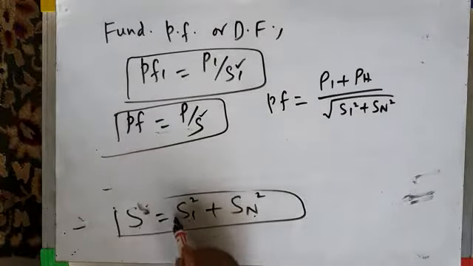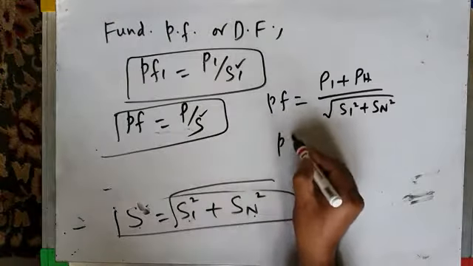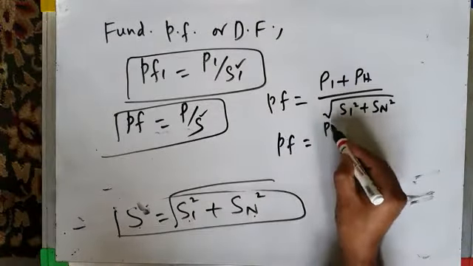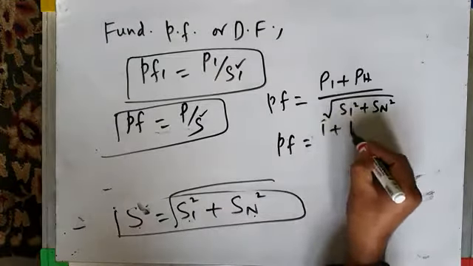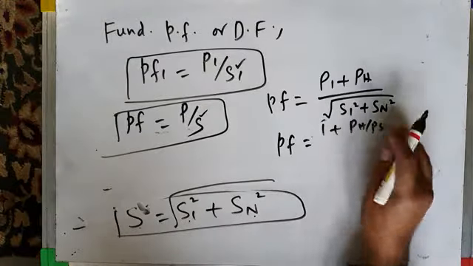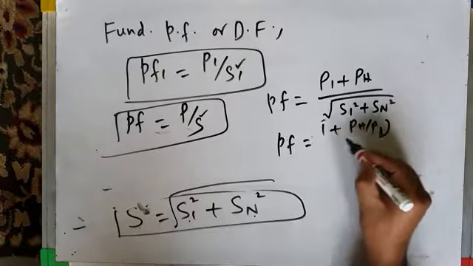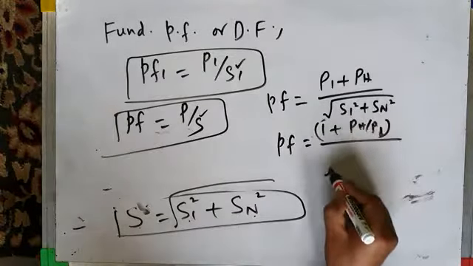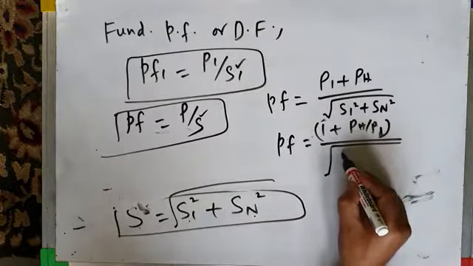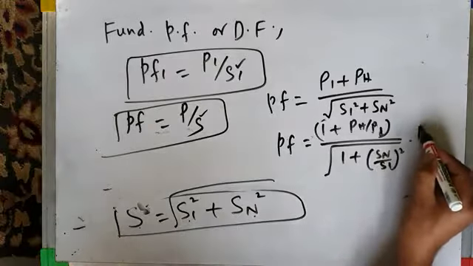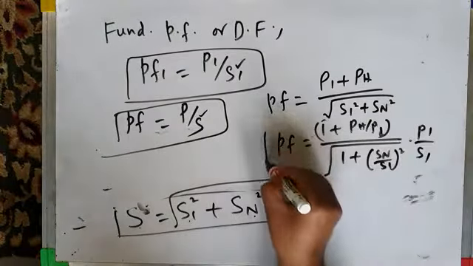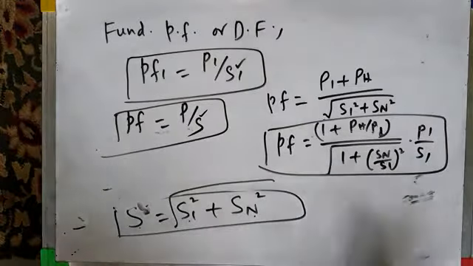If I remove the square from here, this will be under root of this. So I can also write, if I divide by P1, P1 by P1 is 1. So the numerator is 1 plus PH by P1, divided by, in the denominator, under root of 1 plus SH by S1 whole square, into P1 by S1. This is another equation for power factor. So therefore you can find the displacement factor, or fundamental power factor, and the apparent power factor also.